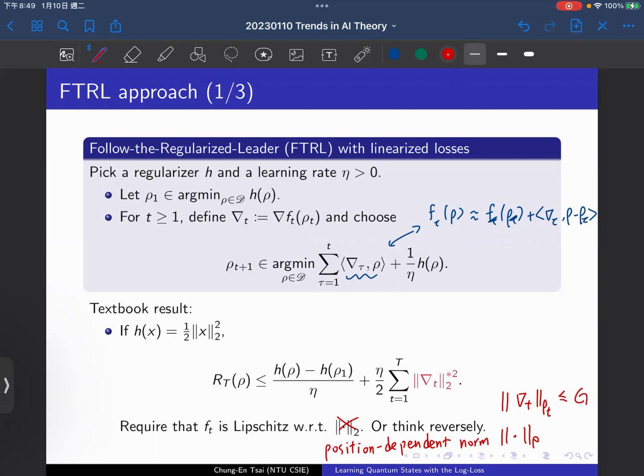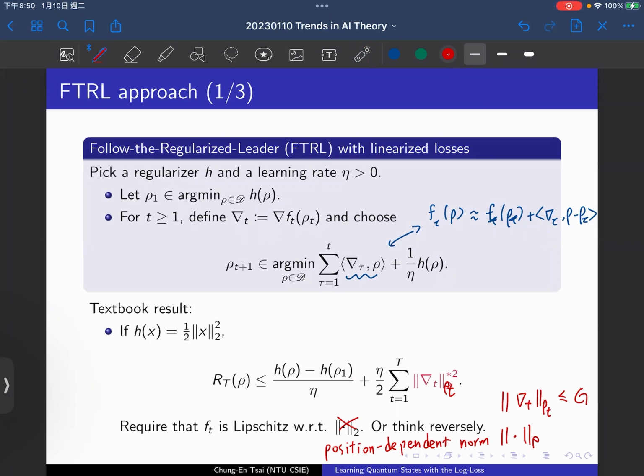Then if we can find such a position-dependent norm and we find some H that's similar to the norm, then we may obtain a regret bound like this, but replace this norm by the position-dependent norm. This is the idea.